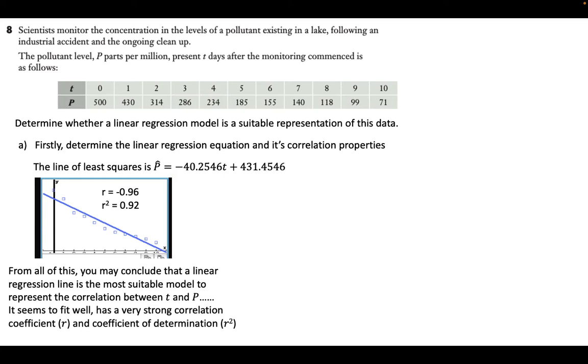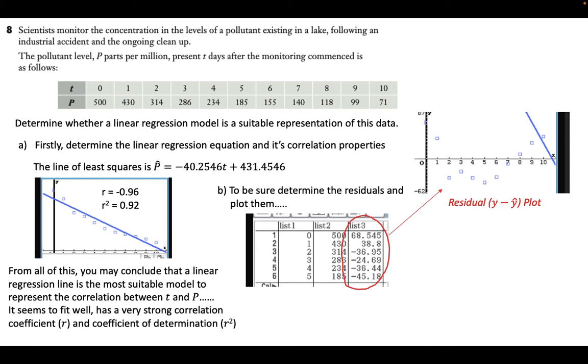But let's just not stop there. Let's actually have a look at what the residuals are. So use your ClassPad to determine the residuals. So again, generate list 3 from your ClassPad by copying your residuals, choosing list 3, and then doing a scatter plot of your residuals. So you're doing a scatter plot of your x values in list 1 against your residual values in list 3. That's your residual plot.